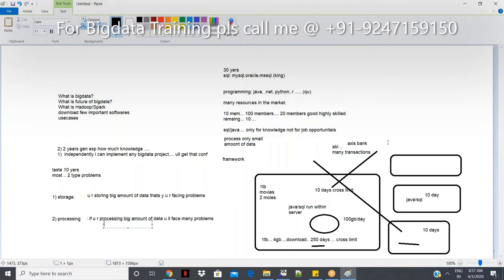Okay, the main reason, yes, now Axis Bank in the last 20 years has stored approximately 3 petabytes of data. For example, in the last 20 years, Axis Bank stored 3 petabytes of data. At that time, how to process that large amount of data? That is a little difficult. Most companies face these two problems.